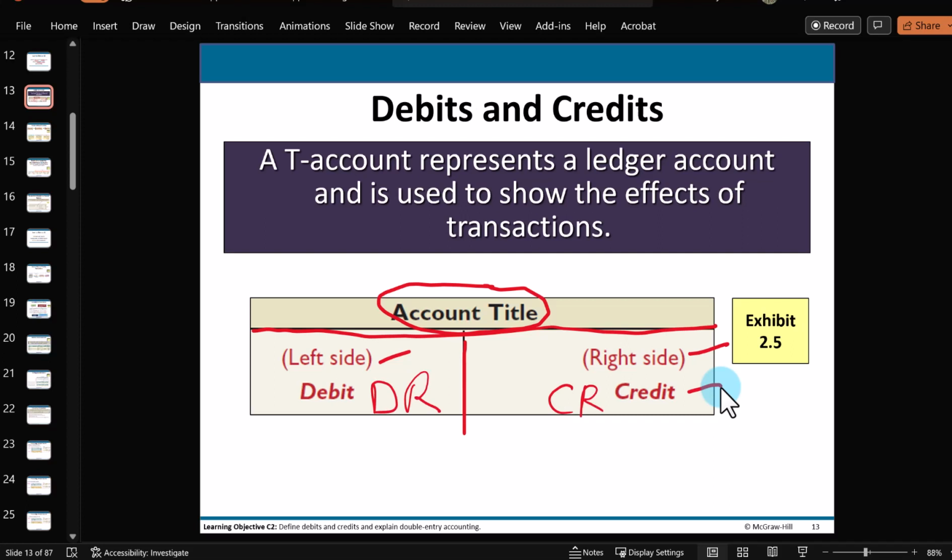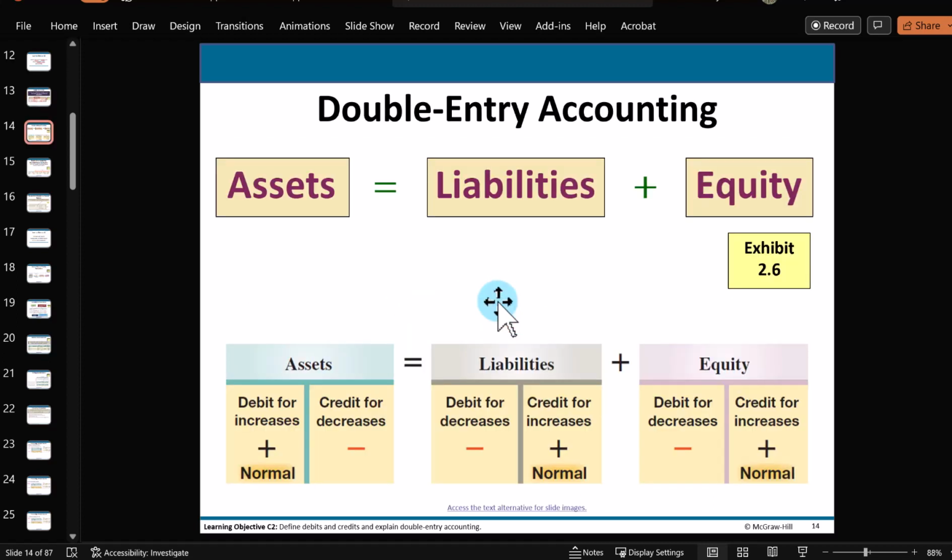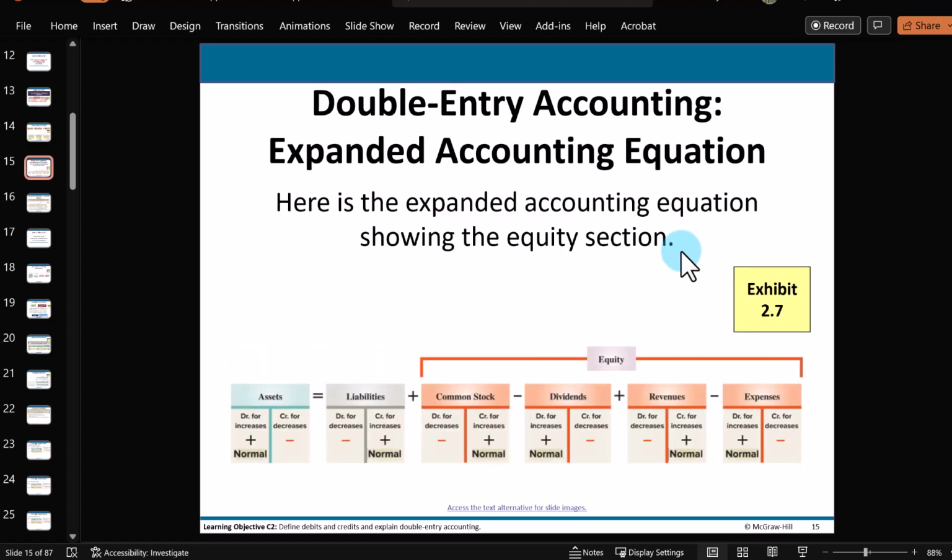Sometimes debits will increase an account. For other types of accounts, sometimes credits will increase that other type of account. And here is the general rule to increase or decrease accounts using debits and credits. But let's get a little bit more detail. What's missing here is the other two types. Remember, the types are assets, liabilities, equity, revenue, and expense.